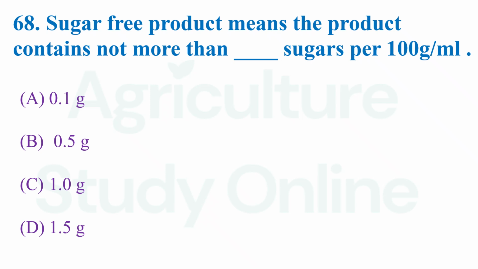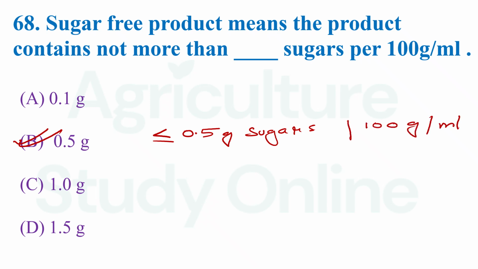Question 68. Sugar-free products means the product contains not more than dash sugars per 100 gram or ml. So it is 0.5 gram. As per FSSAI Codex guidelines, sugar-free means less than or equal to 0.5 gram sugars per 100 gram or per ml. Correct option is option number B.